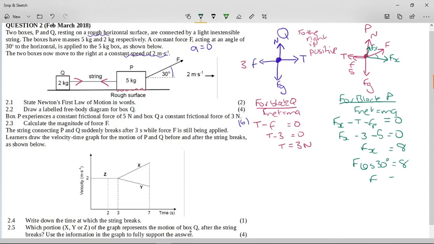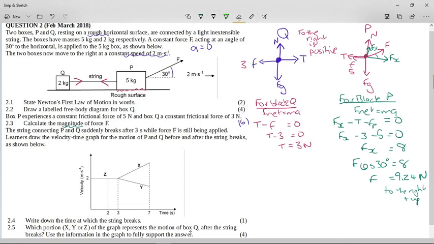So F is going to be 8 over the cos of 30, which should give you 9,24 newtons. And now it said calculate the magnitude, so we don't actually have to give a direction, but it is to the right and up, but we don't actually need that bit. So the force is 9,24 newtons.